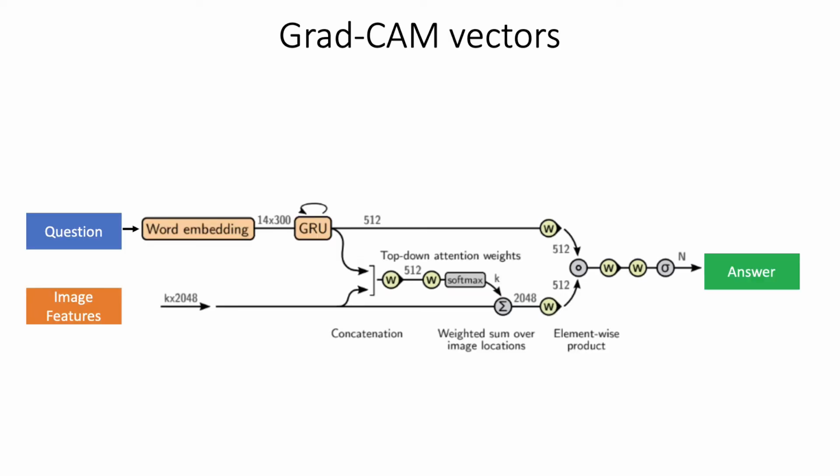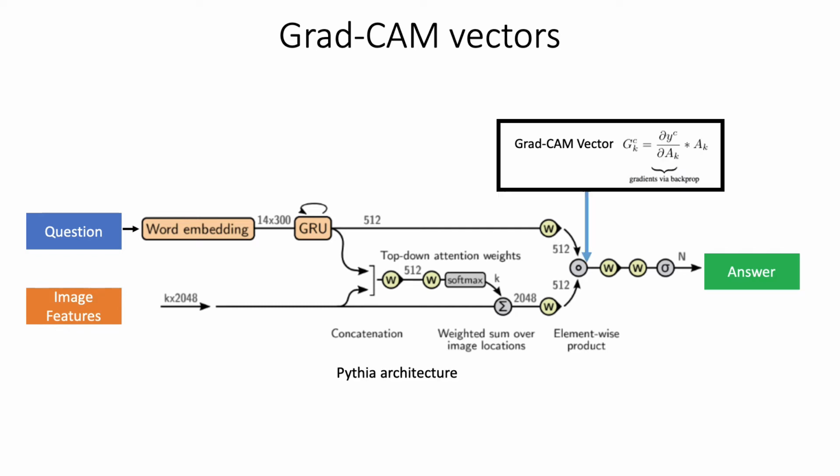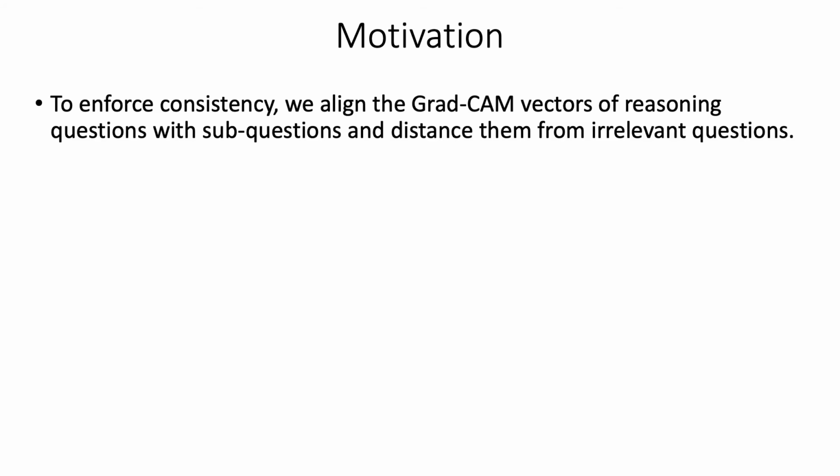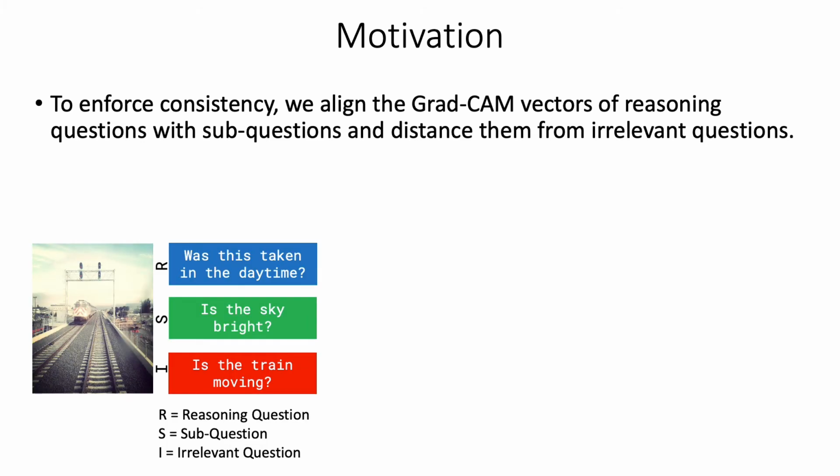We ask, can VQA models be made more consistent by using relevant sub-questions and irrelevant questions for a given reasoning question? In order to evaluate this, we make a representational choice of using gradcam vectors for each of our questions, which at a high level is a gradient-based function of the question, image, model's parameters, and the answer. To enforce consistency, we align the gradcam vectors of reasoning questions with sub-questions and distance them away from irrelevant questions. Now here's what that looks like.